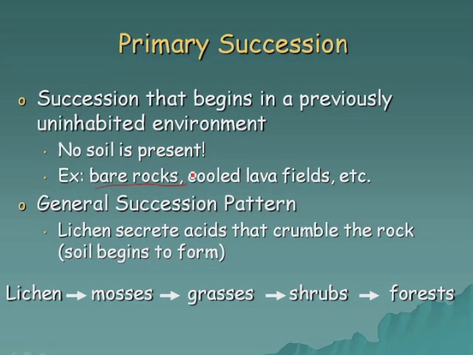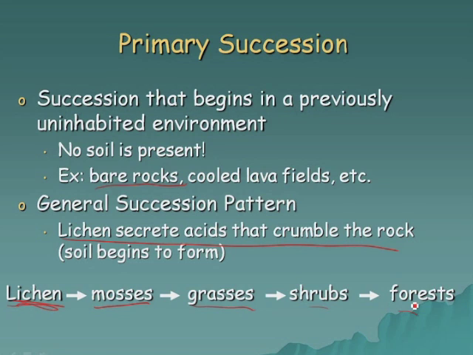In order to create soil, first, lichen. The first step is these lichen, because they can live without soil, and they can just hang out on rocks, and they secrete an acid that will crumble up the rock, and you begin the process of soil formation. And then you can have mosses if it's wet enough, and that's eventually going to allow grasses to come and colonize. And then you can get shrubs, and then eventually forests.